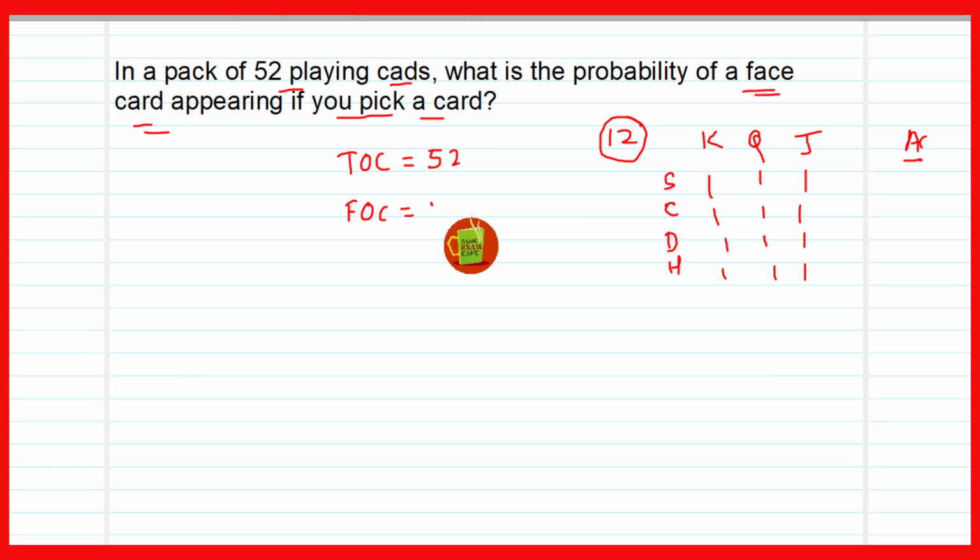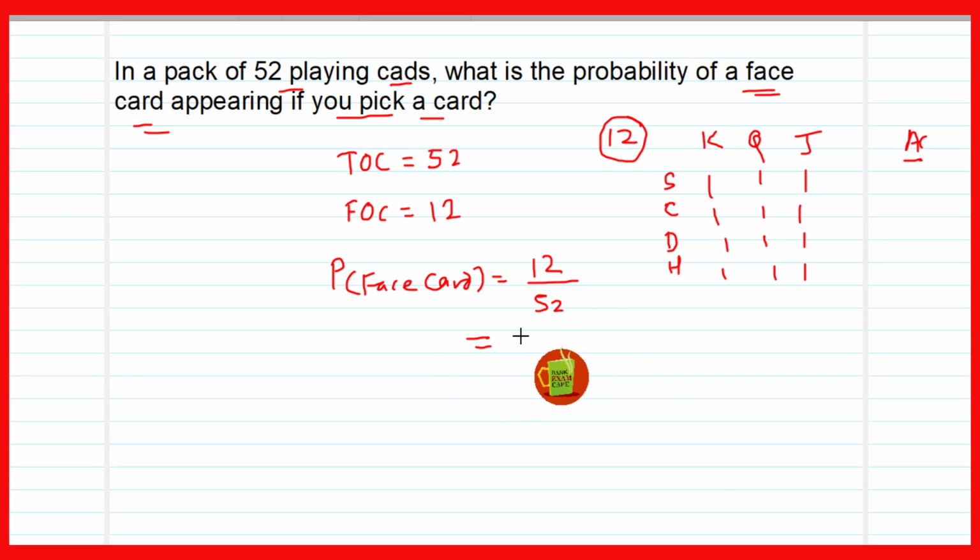So the favorable outcome will be 12, and therefore the probability of getting a face card will be equal to favorable outcome, that is 12, upon total outcome, that is 52, and therefore 12 upon 52 is equal to 3 by 13. 4 3s are 12, 4 1s are 4, 4 13s are 52, so it will be 3 by 13.